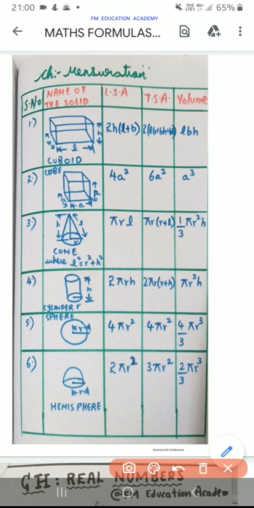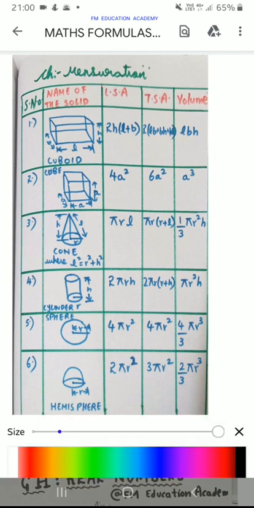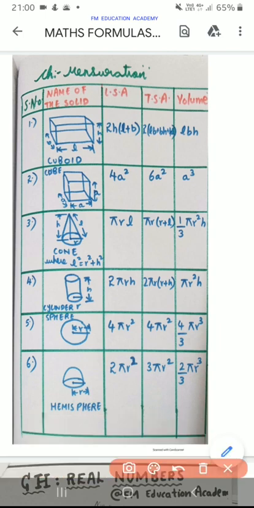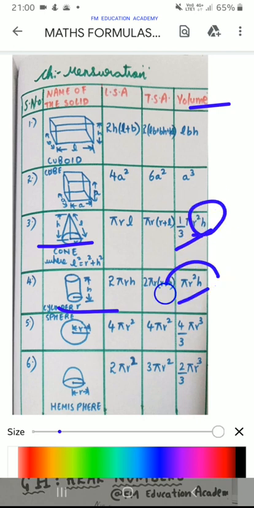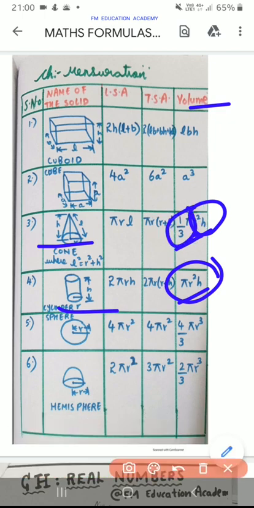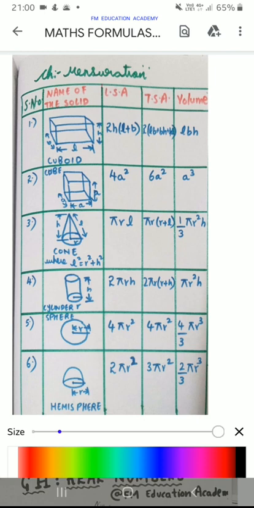Then cylinder. Cylinder is 3 times the volume of cone. Remember this. The formula for volume of cone is 1 by 3 pi R square H. The formula of volume of cylinder is pi R square H. Both are same, only difference is cone is 1 by 3 times the volume of cylinder. Then lateral surface area of cylinder is 2 pi RH. Total surface area of cylinder is 2 pi R into (R plus H).